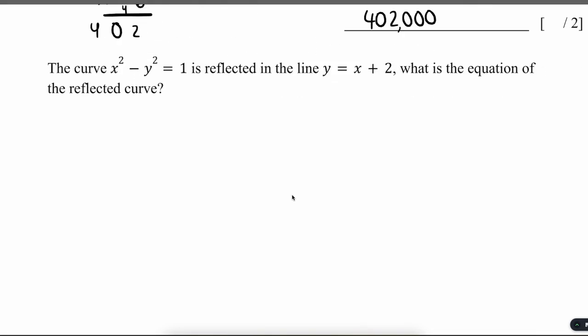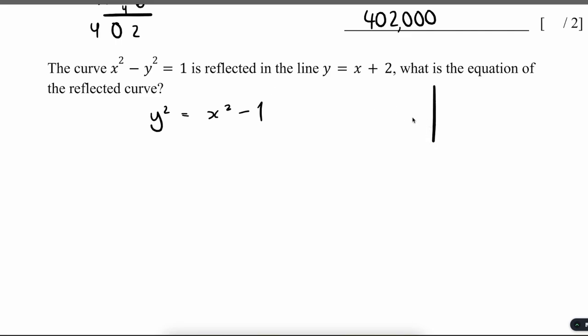The curve x squared minus y squared equals 1 is reflected in the line y equals x plus 2. What is the equation of the reflected curve? This is quite a tricky one, but you can only really get it if you're really good at graphs. First, let's think about this one here. x squared minus y squared equals 1. Well, y squared therefore will equal, if I add that onto that side and subtract that, x squared minus 1.